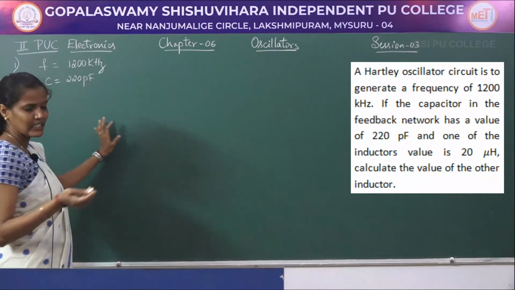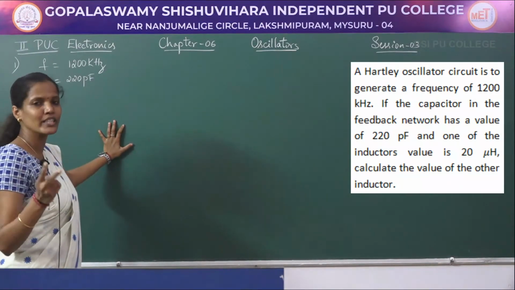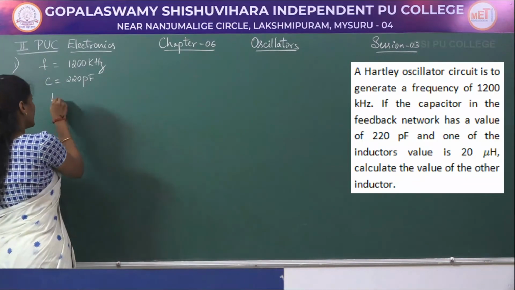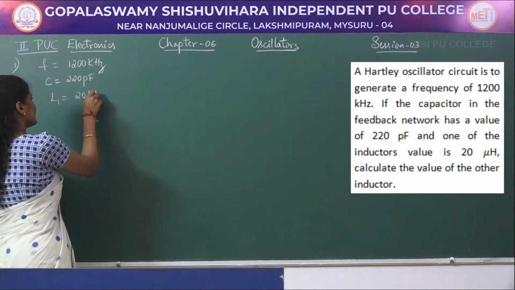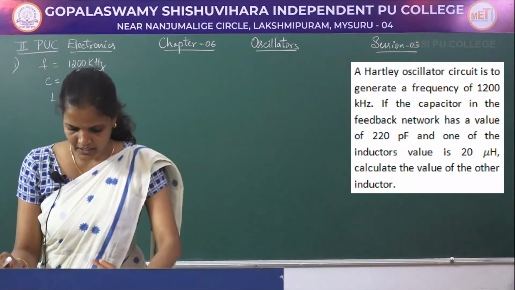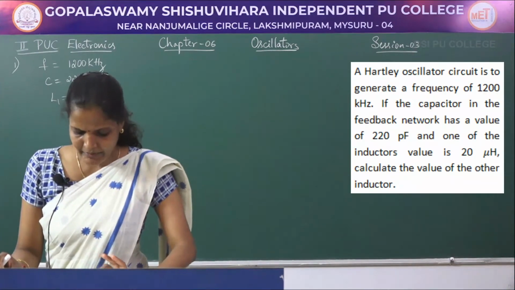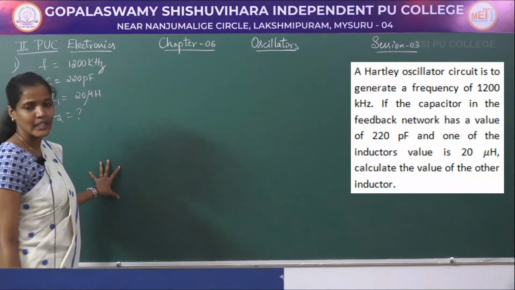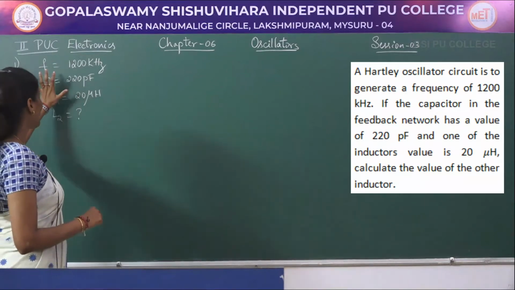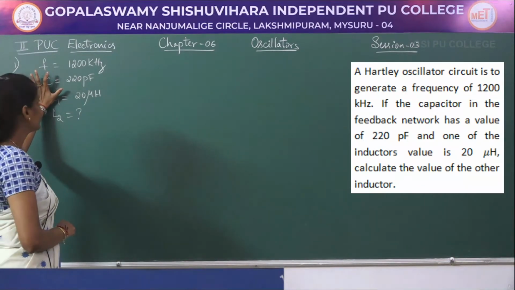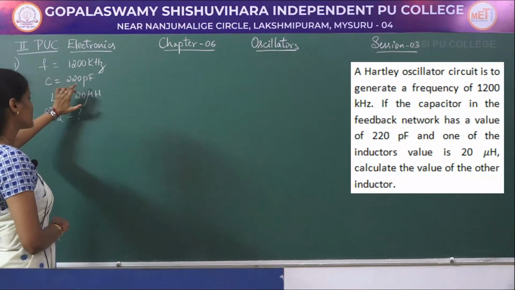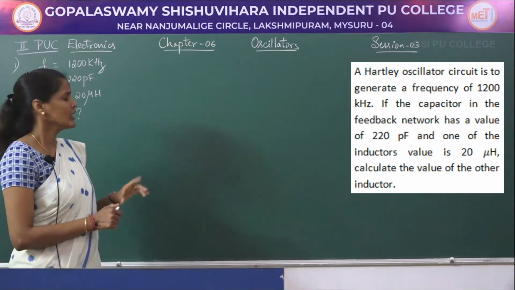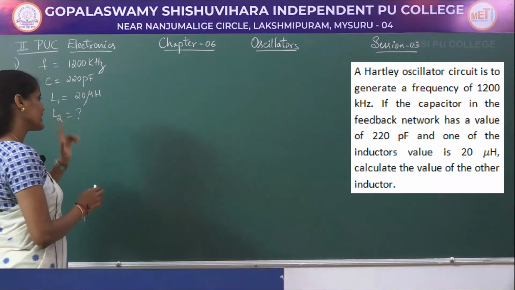One of the inductors in the Hartley oscillator, we know they will be having two inductors which will be named as L1 and L2. Here they have given one of the inductor values which is equal to 20 microhenry. Calculate the value of the other inductor. You have to calculate the value of the other inductor which is equal to L2. So here frequency equal to 1200 kilohertz is given, capacitor whose value is 220 picofarad and inductor whose value is 20 microhenry is given.